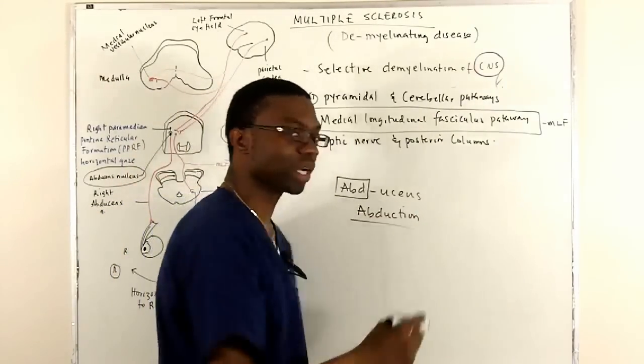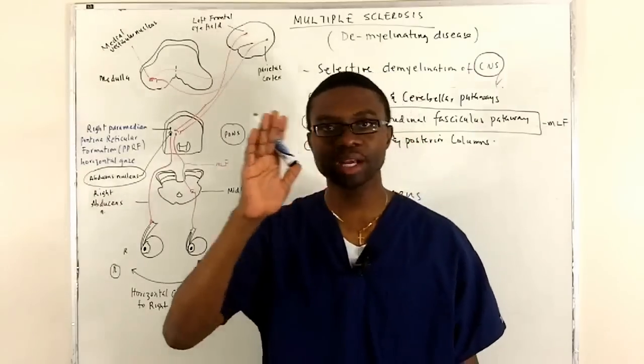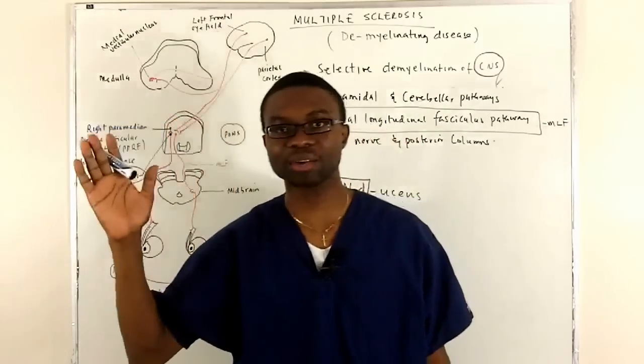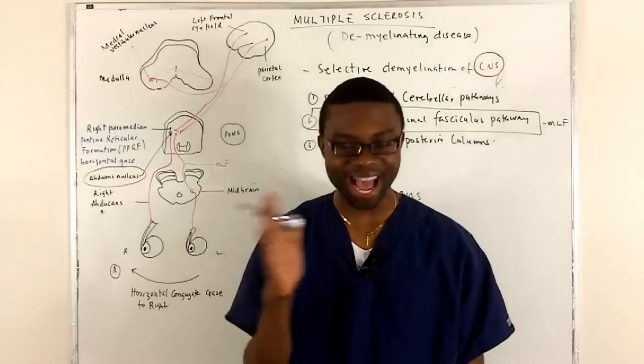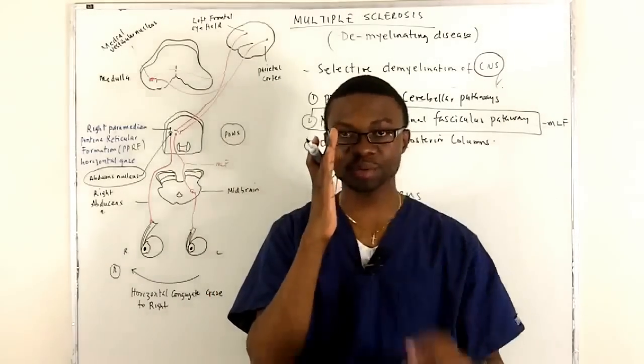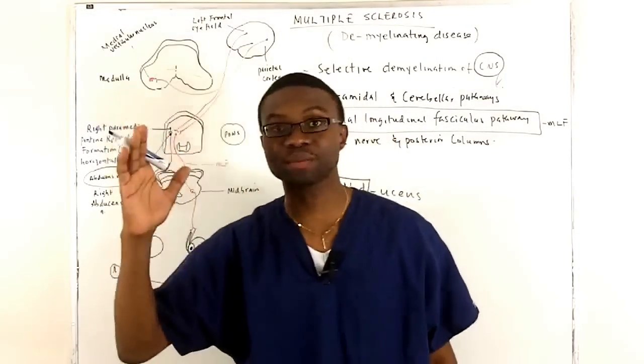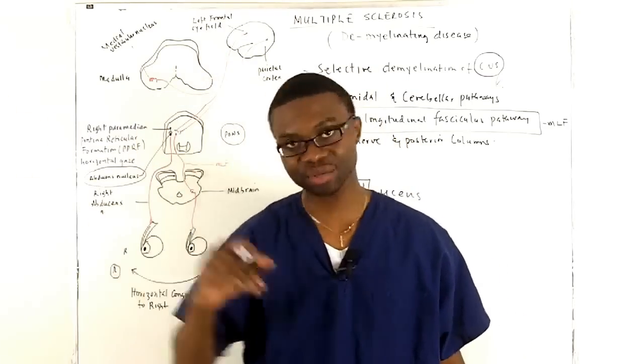Abduction. And when my eye abducts, what does it do? It goes to this side. It basically goes to the lateral side. When I adduct, I add to the middle. So if I say adduction, I'm adding to the middle. If it's abduction, I'm subtracting from the middle, or I'm moving to the lateral side.